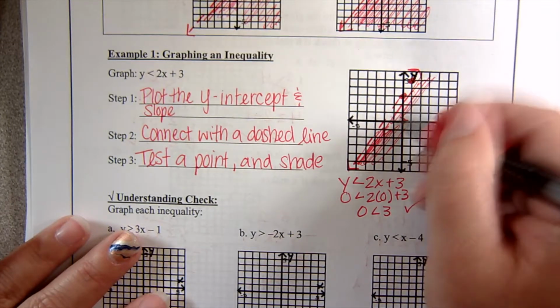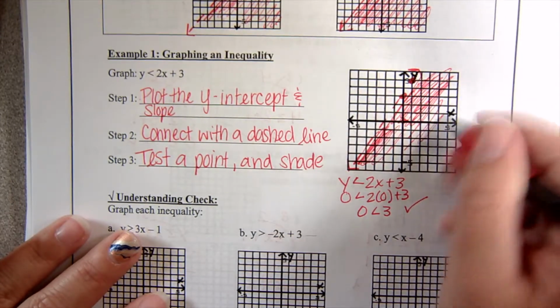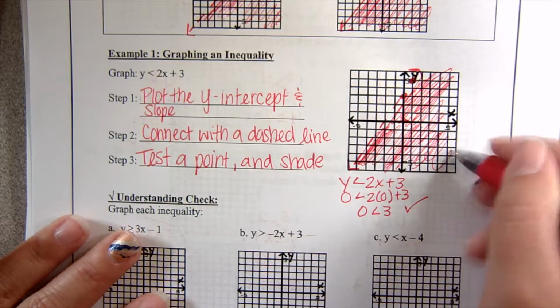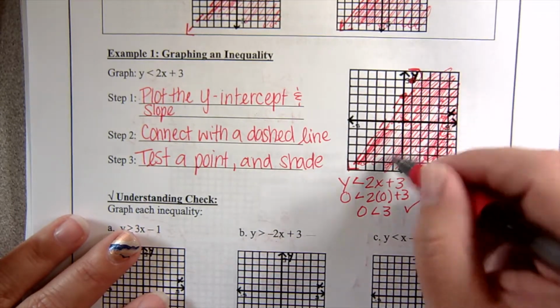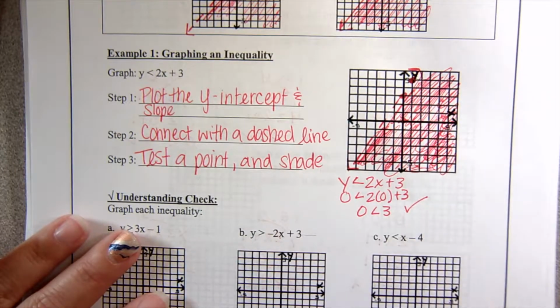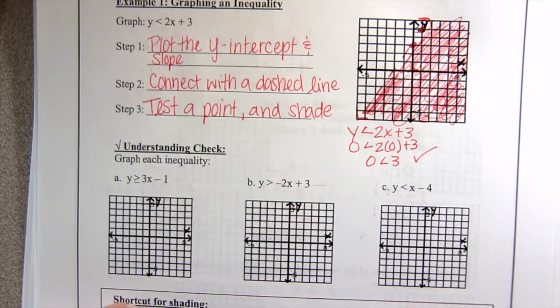And Ahmed asked if I couldn't just look at the sign and tell it's less than, so I need to shade below. And that is true. But we're about to see some more complicated ones where that won't work. So it works for these, but it's not going to work for every one. All right, try the understanding.